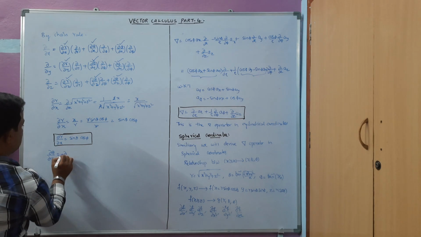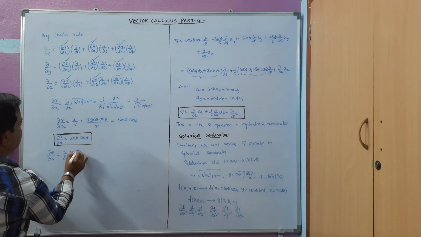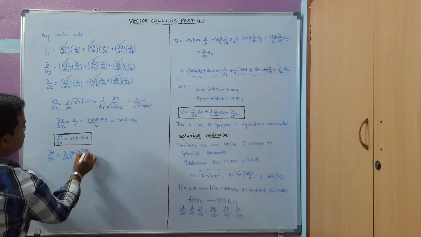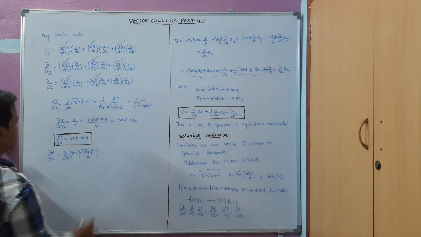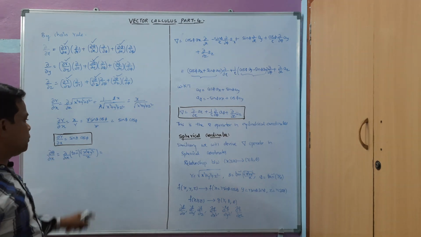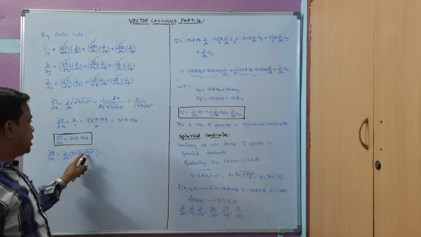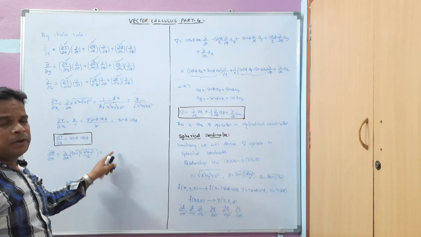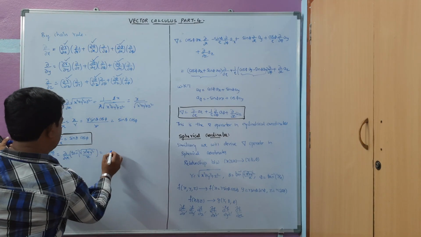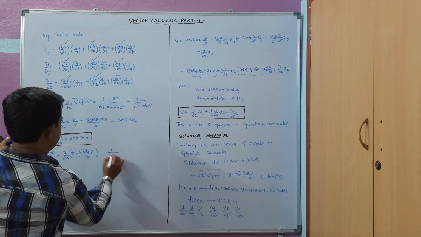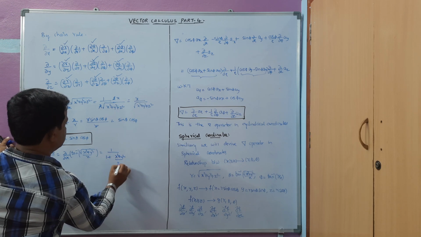∂θ/∂x of tan inverse of square root of x square plus y square by z. Now we know that the differentiation of tan inverse x is 1 by 1 plus x square. So if I derive that, I get 1 by 1 plus (x square plus y square) by z square.